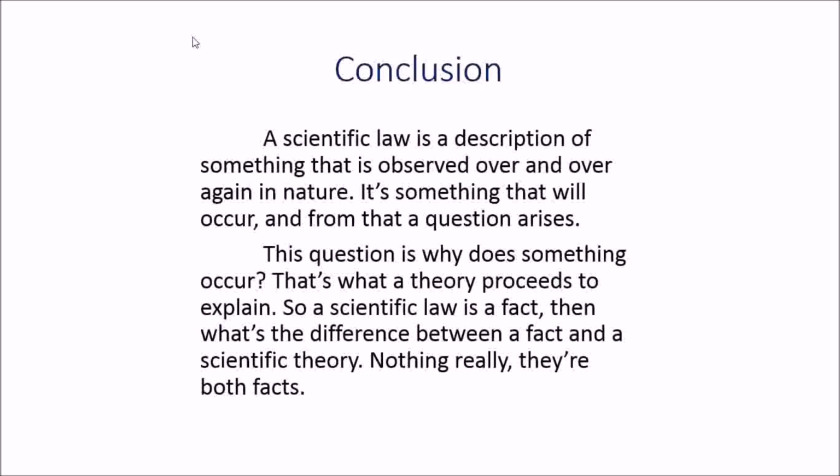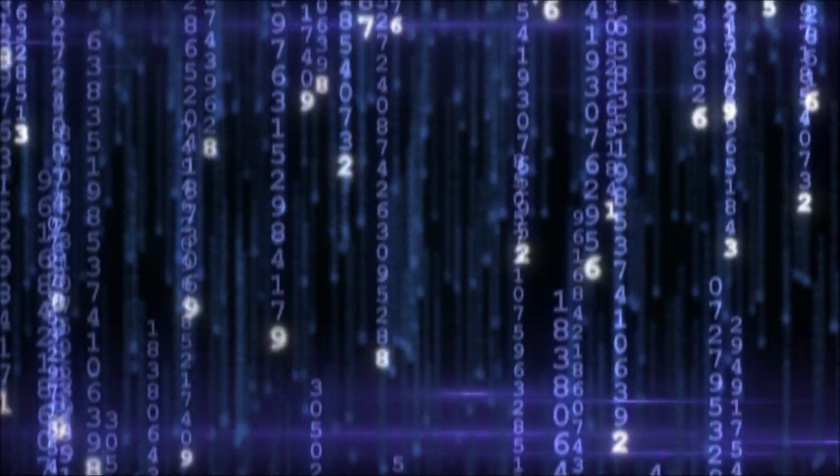In conclusion, a scientific law is a description of something that's observed over and over again in nature. It's something that will occur, and from that a question arises. This question is, why does something occur? That's what a theory proceeds to explain. So, a scientific law is a fact. Then, what's the difference between a fact and a scientific theory? Nothing really. They're both facts.